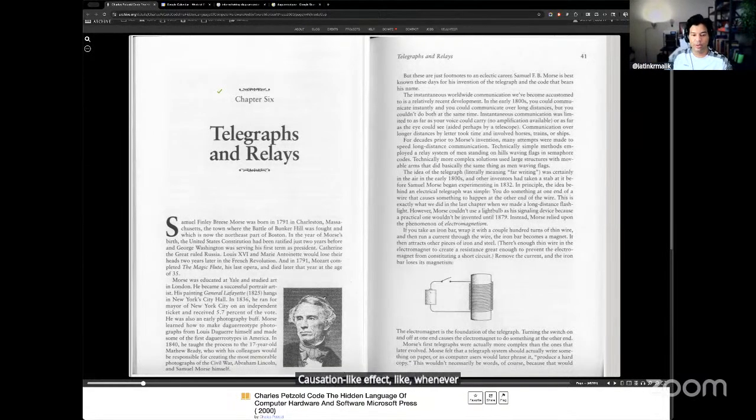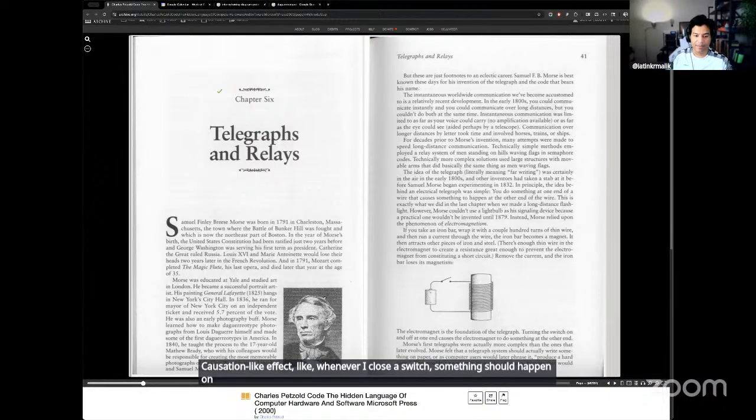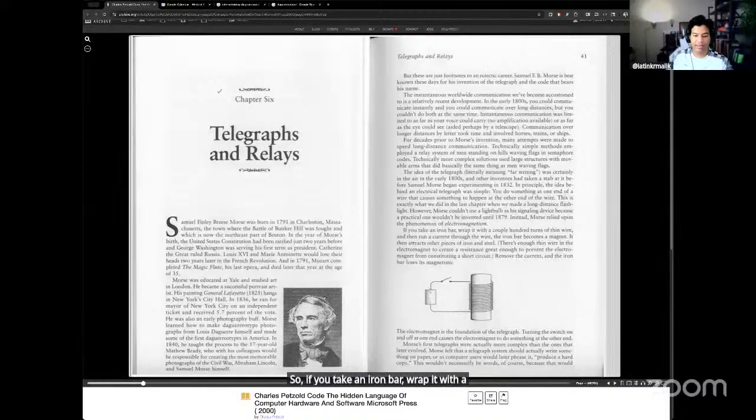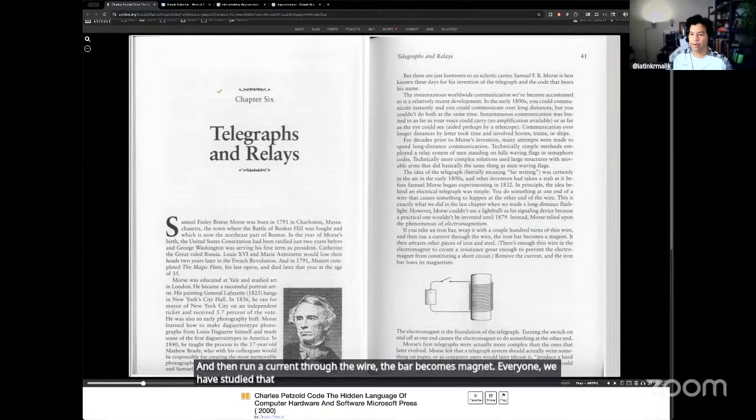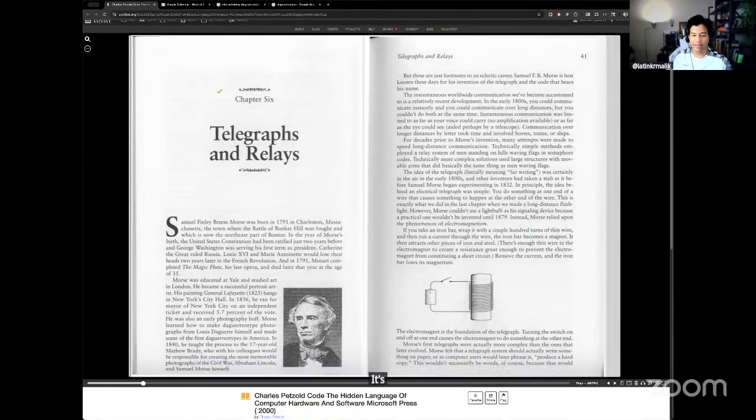Like whenever I could close a switch, something should happen on the other end. So if you take an iron bar, wrap it with a couple hundred turns of thin wire, and then run a current through the wire, the bar becomes a magnet. Everyone, we have studied that, right? Electromagnets. It's a very fun example also.